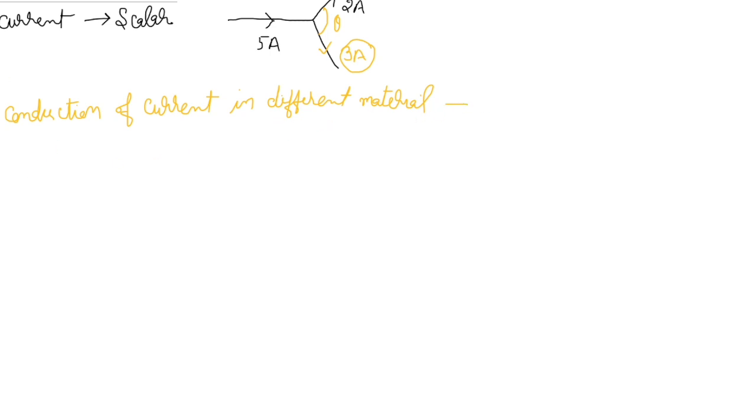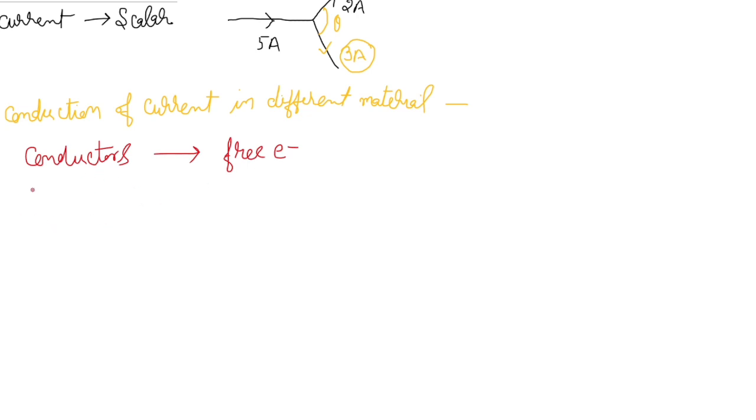So first of all, we have to say that the current conduction will take place in conductors. Due to motion of free electrons. Conductors में जो current conduction है, it will take place due to motion of free electrons. Okay, so this will be the reason responsible for current conduction in conductors.